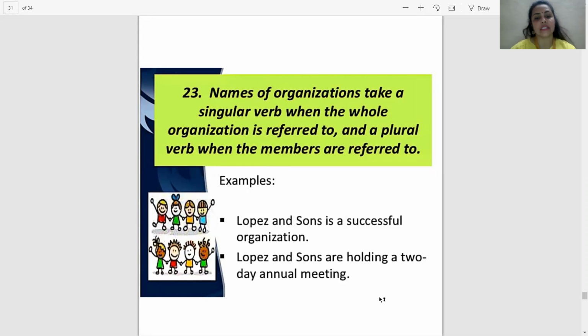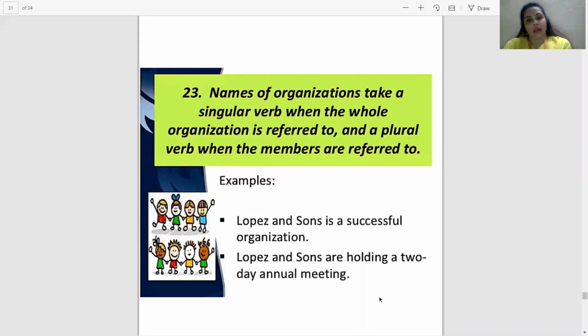Lopez and Sons is a successful organization, because here we talk about the organization on the whole. Lopez and Sons are holding a 2-day annual meet. That means here these people are holding. It is not the organization which is holding.